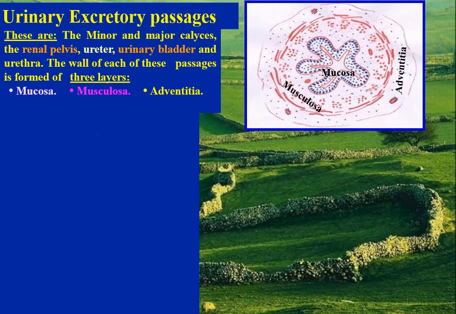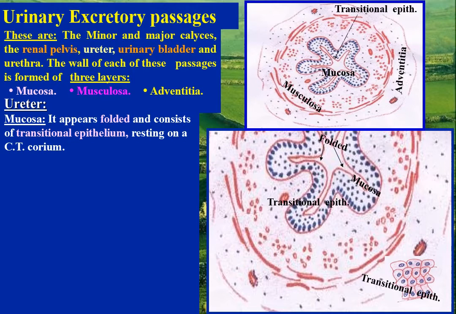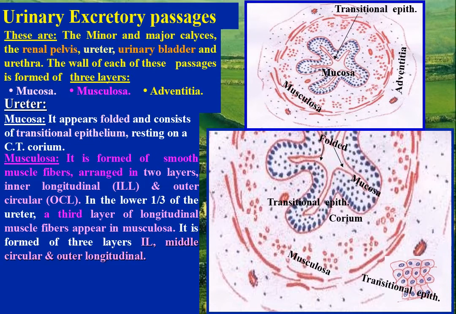Ureter. Mucosa of the ureter appears folded and consists of transitional epithelium resting on a connective tissue corium. Musculosa is formed of smooth muscle fibers arranged in two layers, inner longitudinal and outer circular. In the lower third of the ureter, a third layer of longitudinal muscle fibers appears in musculosa. Therefore, it is formed of three layers: inner longitudinal, middle circular, and outer longitudinal.